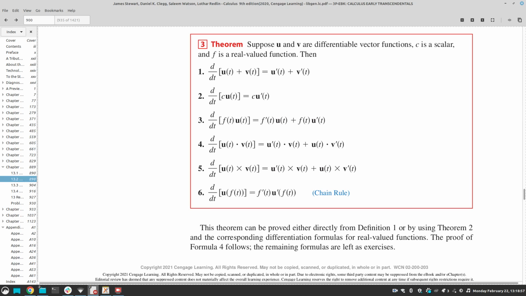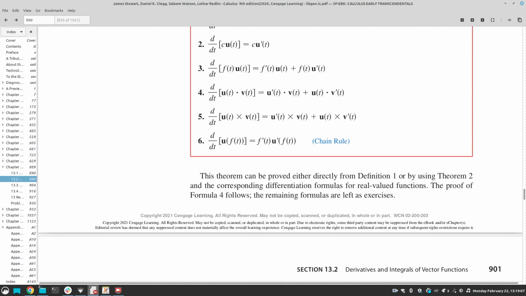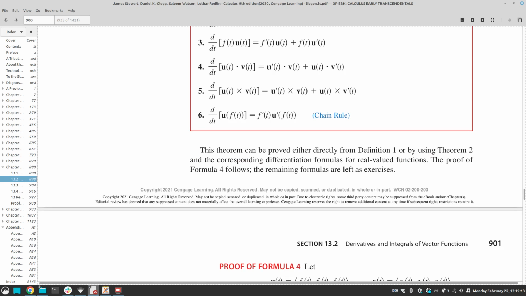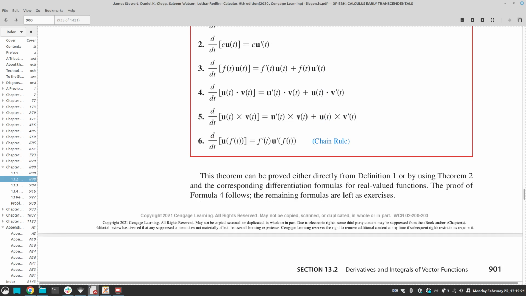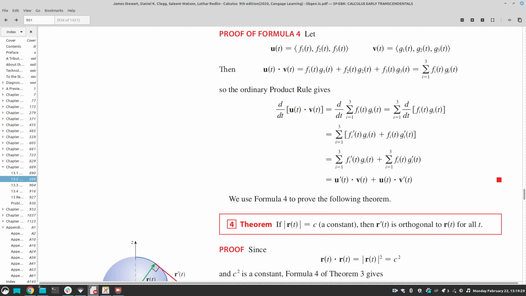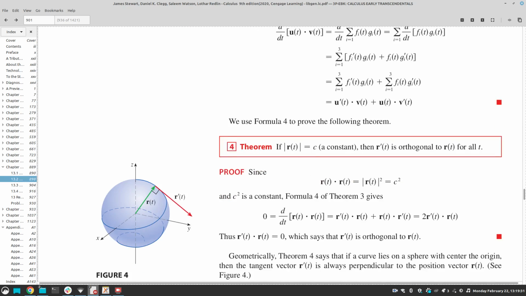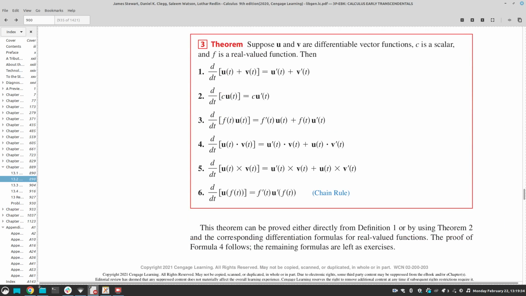Let's look at how we can approach this. I hope you're familiar with the dot and cross products. Let's look at the proof of formula 5: d over dt of u cross v equals u prime t cross v plus u t cross v prime t. I don't think that's been proven here. Alright, so let's look at formula 5.